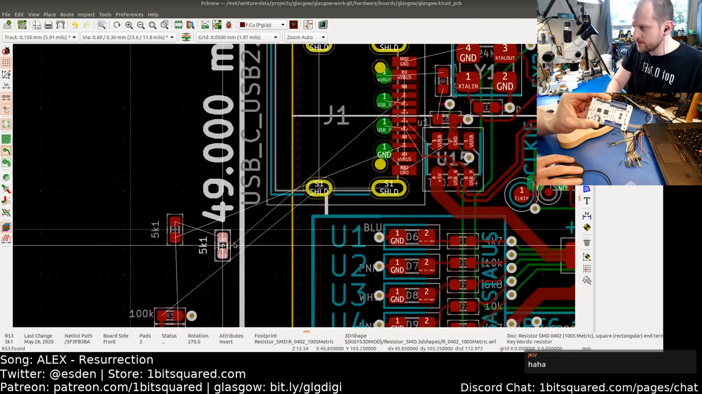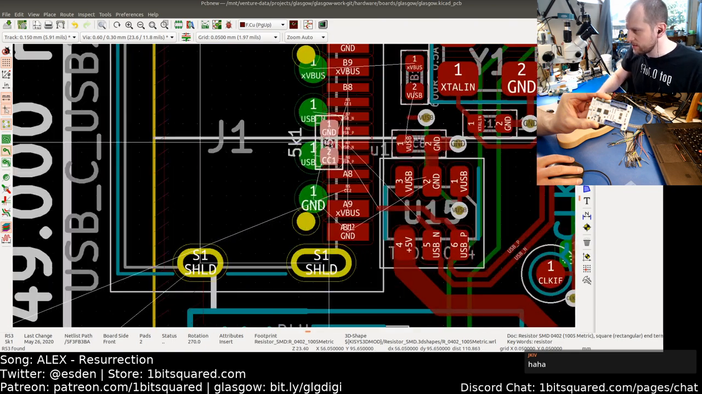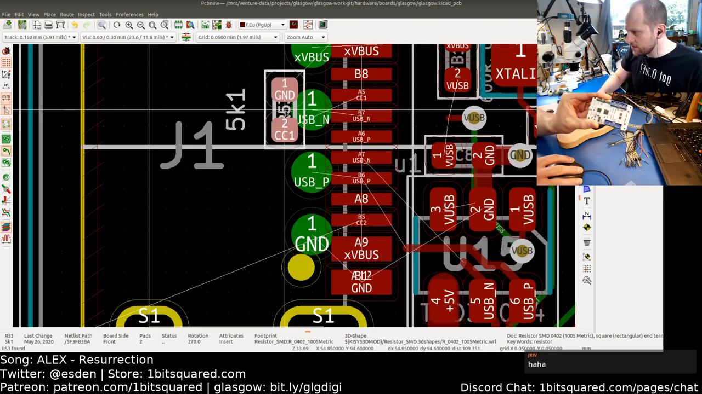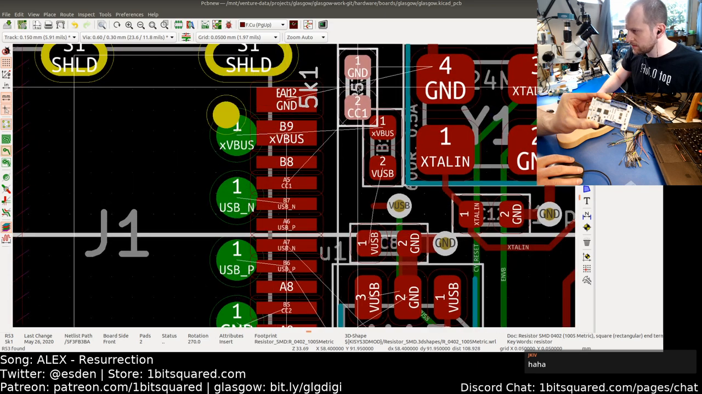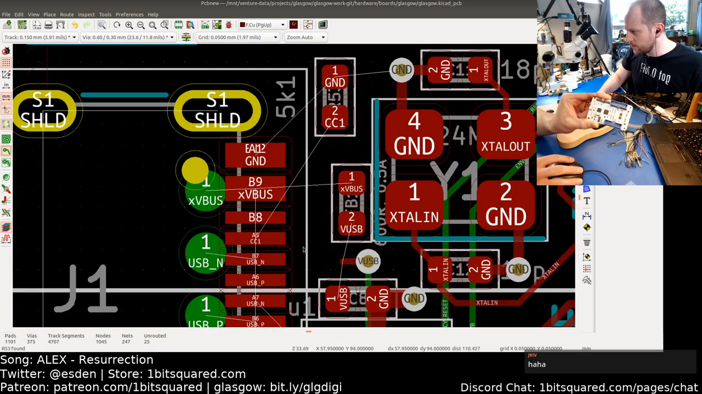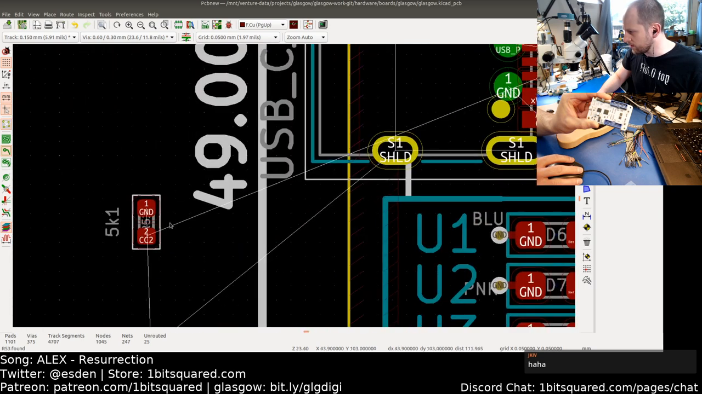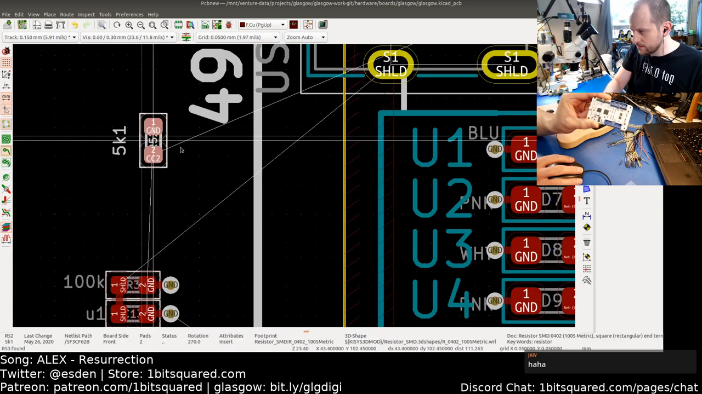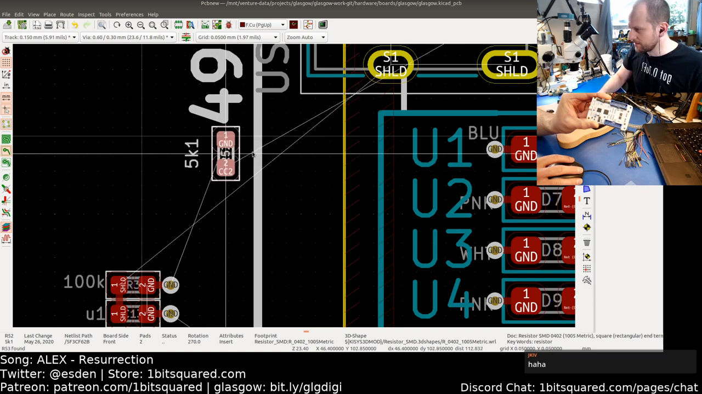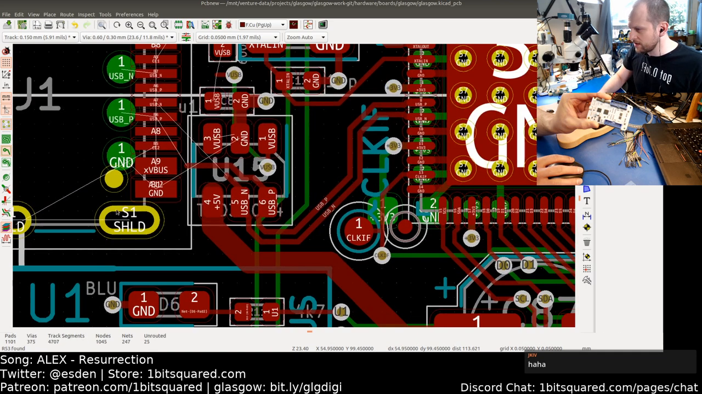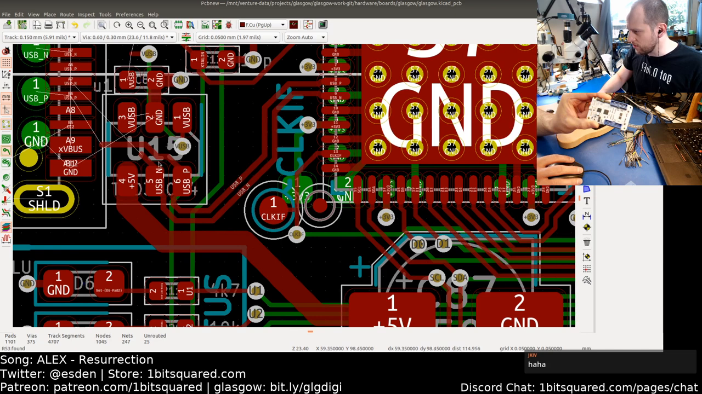Move. Let's see how the CCs work. So CC1 is here. So one resistor will go here, and the CC2 is on the bottom, so the other resistor will go on the bottom. Somewhere, if we can figure out where to put it. But I think I need to do a squish run here.